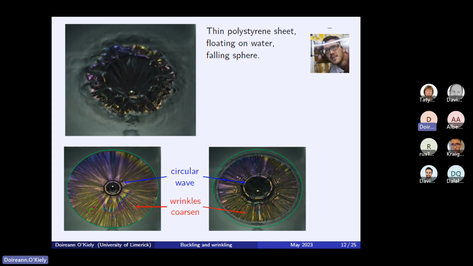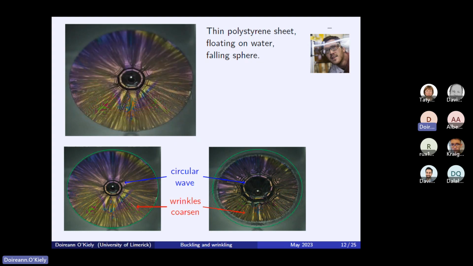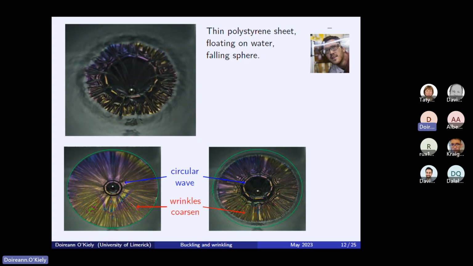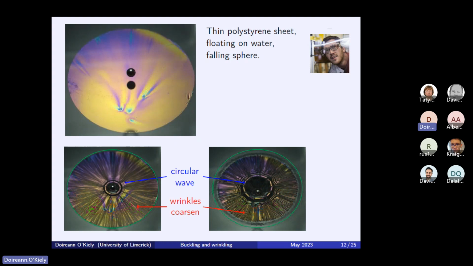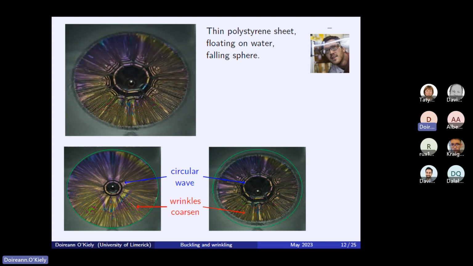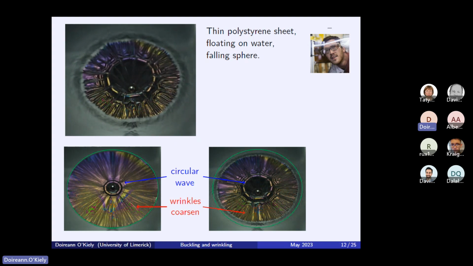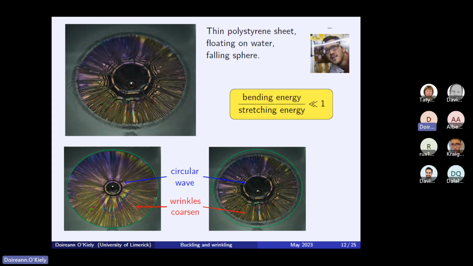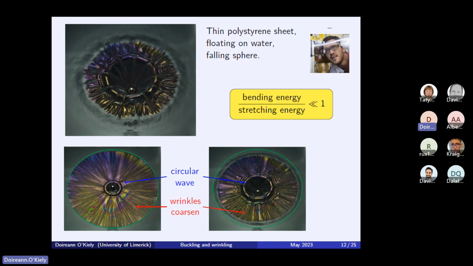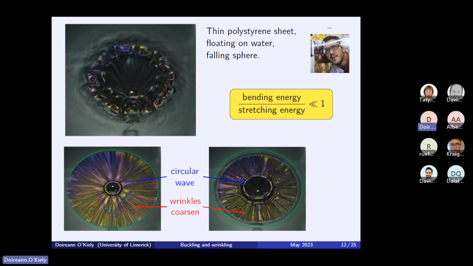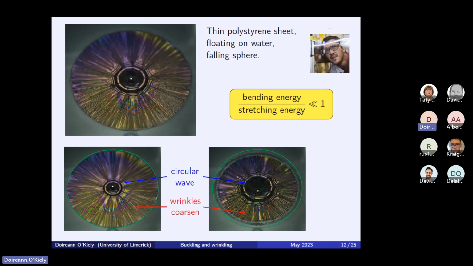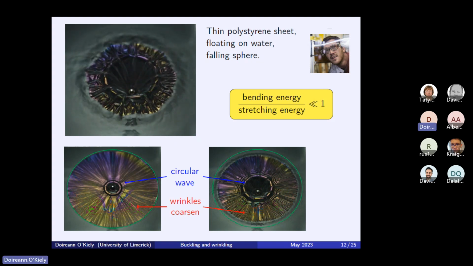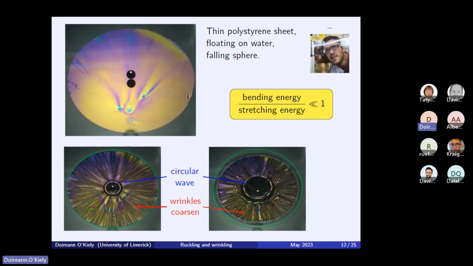There's a separation of length scales here. There's a global length scale, which is the sheet and this propagating ring. Then there's a second, much smaller length scale, which is the size of the wrinkles. That separation of length scales is associated with some small parameter, which basically quantifies the bending energy compared to stretching energy. I could write that down in terms of actual parameters, but conceptually, the sheets are very, very thin, and therefore their bending stiffness is very, very small. That gives you a small parameter.